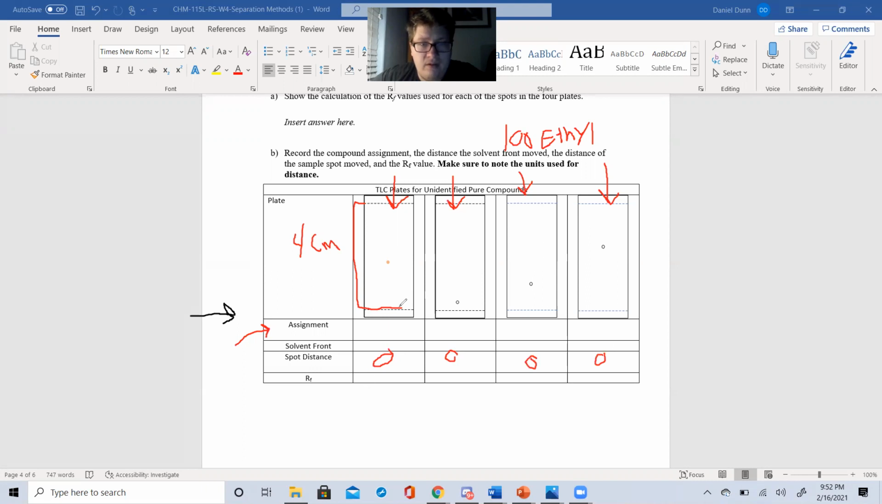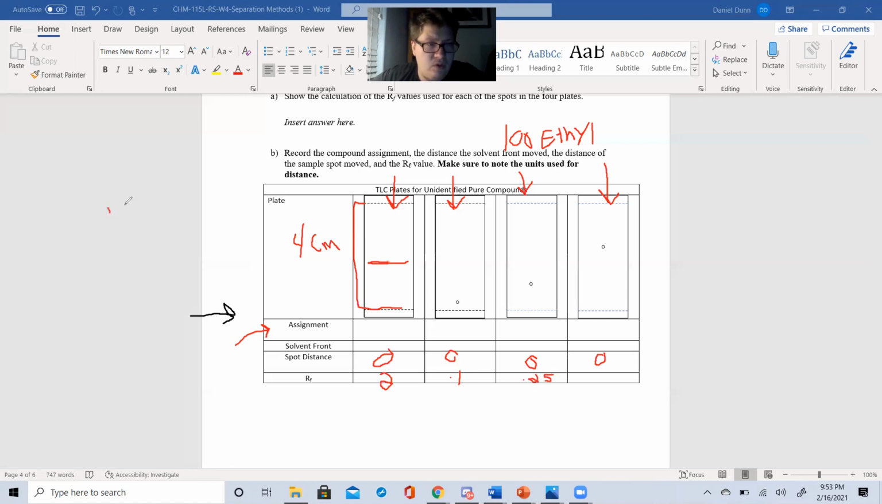Then the RF factor is how far the dot moved up over the total distance of the plate. So that one right there probably moved about halfway, so probably like 2 centimeters. Probably has an RF of 2. This one, probably like 10%, so probably an RF of 0.1. Say 25%, so an RF of 1/4 or 0.25. Right? Oh, so that'd be RF.